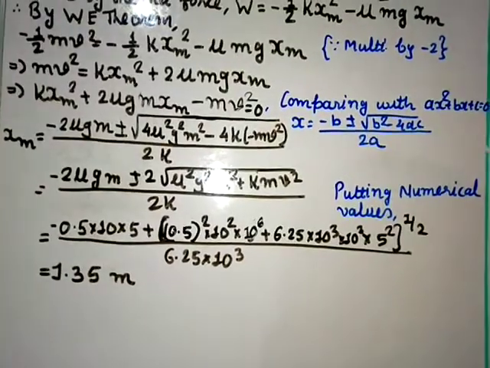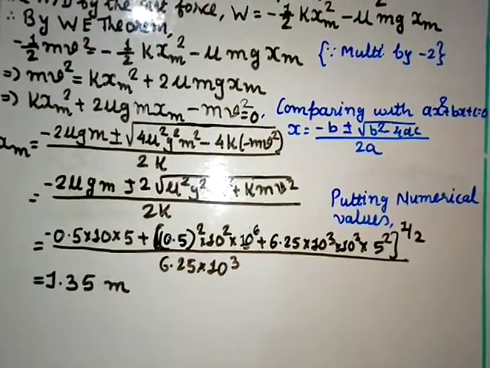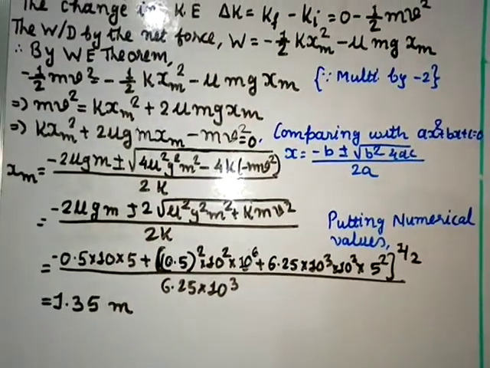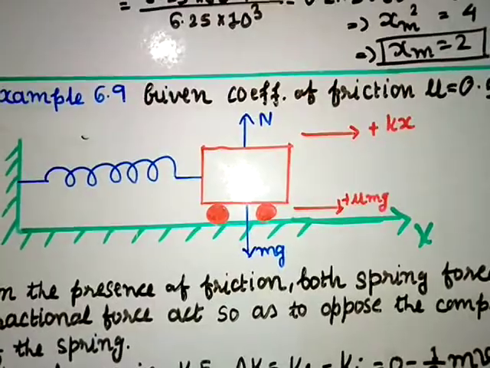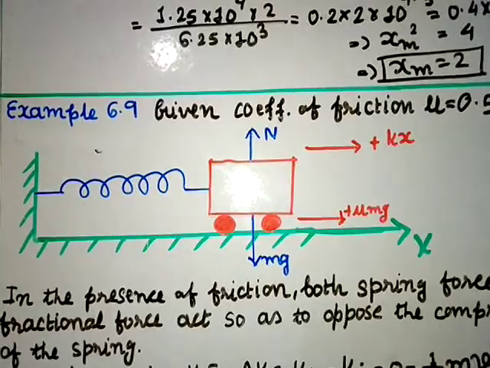So that is the maximum compression. Okay, they asked us to find the maximum compression. So we find it is 1.35 meter. So that is the solution for example 6.9.